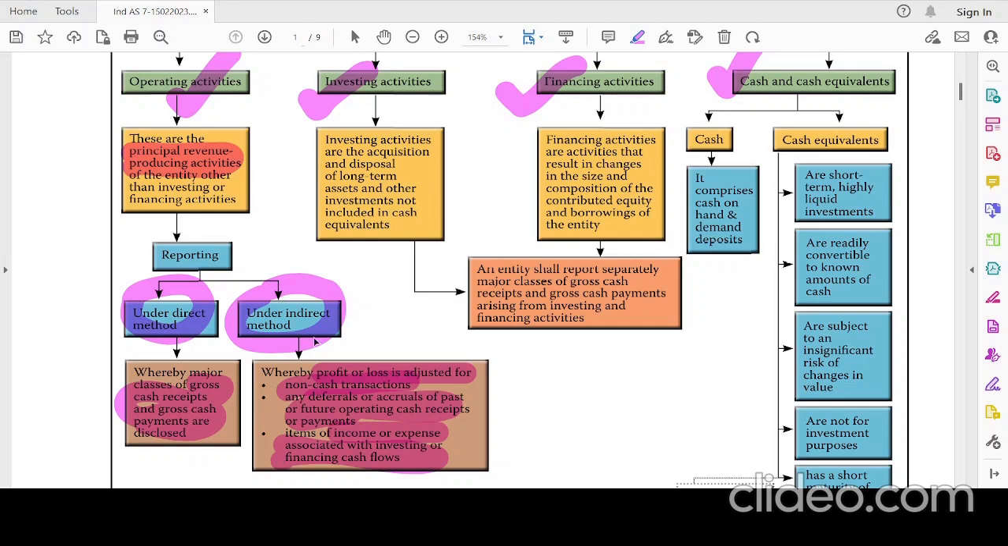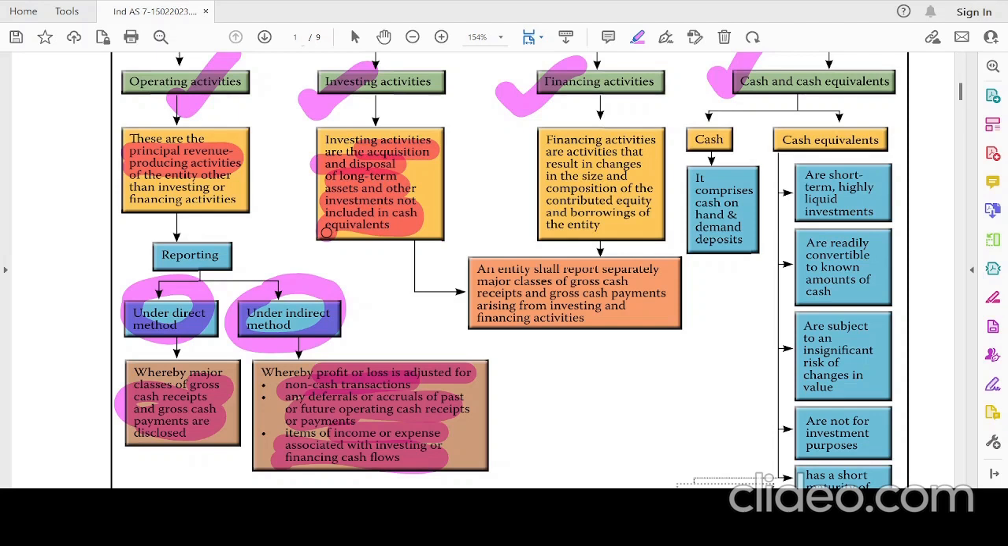Now, let's understand what investing activity is. Investing activity is acquisition and disposal of long-term assets and other investments not included in cash and cash equivalents. Acquisition means purchase, and disposal means sale. For example, sale of machinery or purchase of land, or sale of an equity investment made somewhere, which is not included in cash and cash equivalents.